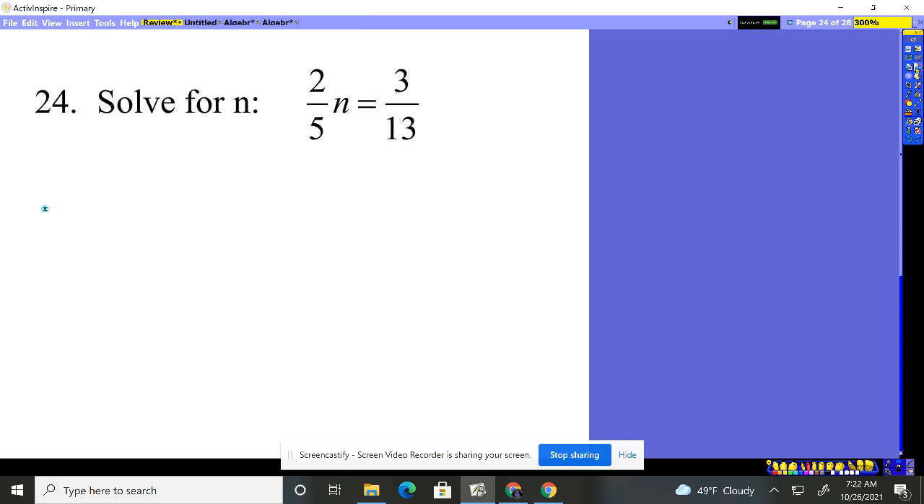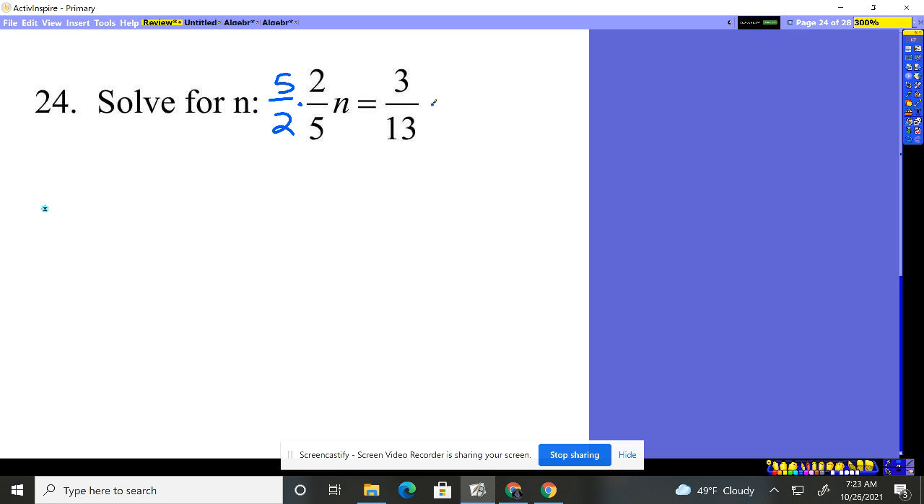Now here, we did a problem like this earlier. 2/5 times n equals 3/13. I want n by itself. I could divide by what's in front of it. I could divide by 2/5, but we really don't know how to divide fractions very well. And we learned the easiest thing to do is just multiply by the reciprocal. The reciprocal of 2/5 is 5/2.